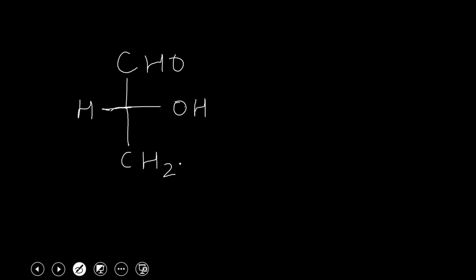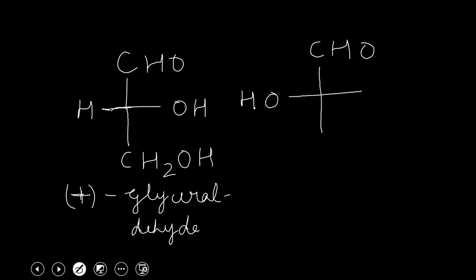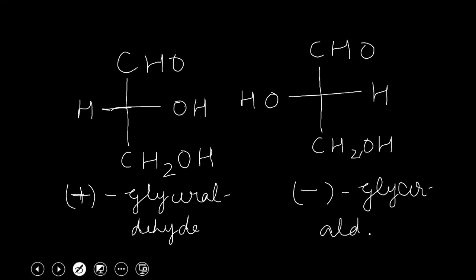Here I would like to write the structure once again. CHO, the first carbon atom, then the second carbon atom, which I am not showing here. H is present on the left hand side of the second carbon atom, OH on the right hand side, then we have CH2OH. This isomer is called plus glyceraldehyde. And what about this now? Here we have CHO, and simply the positions of H and OH on the second carbon atom are interchanged: OH here, H here, CH2OH. So this will be minus glyceraldehyde. So we can see the structures of plus and minus glyceraldehyde here.